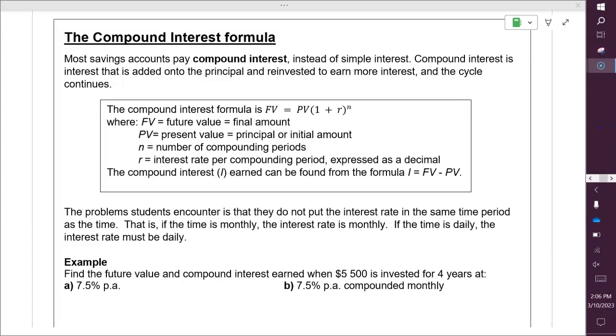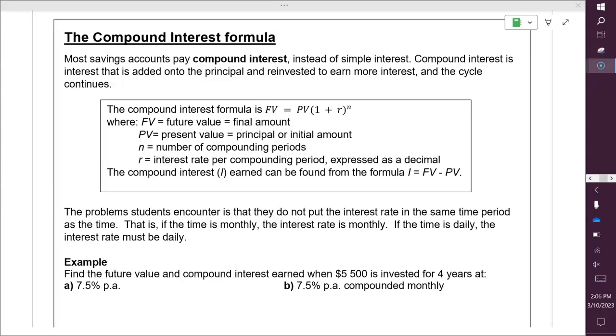So last lesson we looked at compound interest and what that does and how we work it out. But there actually is a formula to help us work it out. Instead of doing it year by year, finding the balance, putting that back in, finding the interest, we can do this in one go with a formula. So most savings accounts pay compound interest instead of simple interest.